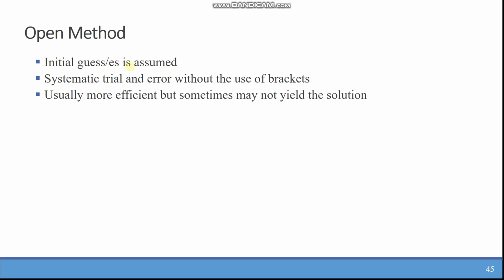In the open method, only initial guesses are assumed, and then we have a trial and error, without the use of brackets. So we no longer check if there's a change of sign between the functions of the lower and the upper guess, or the initial guesses. In the open method, this is at times more efficient, but it does not always yield the solution. It does not always converge. It is faster, but at times it's not applicable, because when we use the open method, the calculations might diverge.